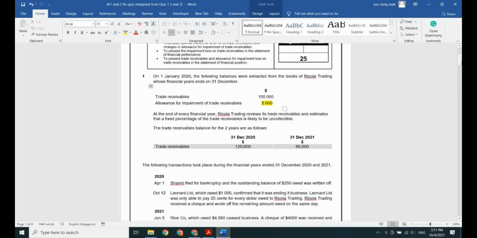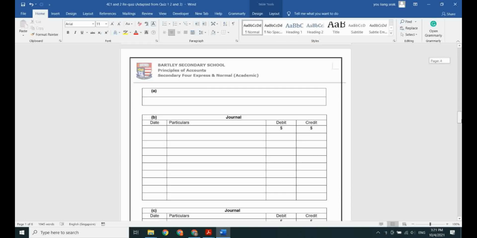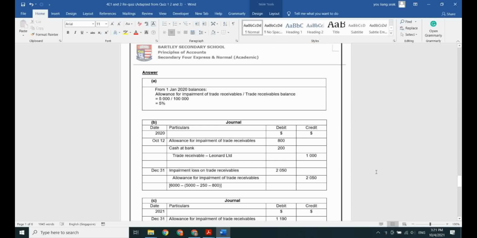So what you have to do is to simply take this $5,000 allowance that's determined by the accountant, or given by the question, and divide it by $100,000 to give you this 5%. Okay, it's pretty straightforward. This 5% is the answer. If you get it, you get 1 mark.